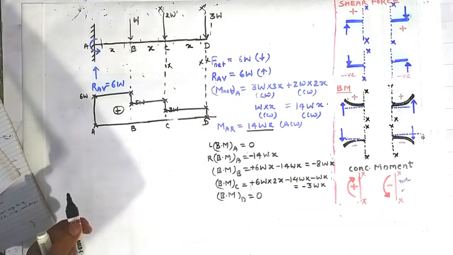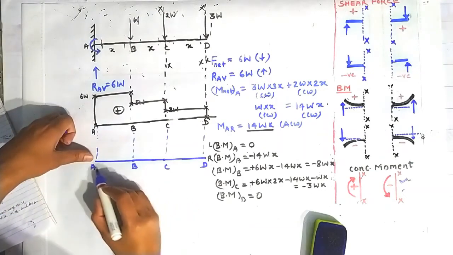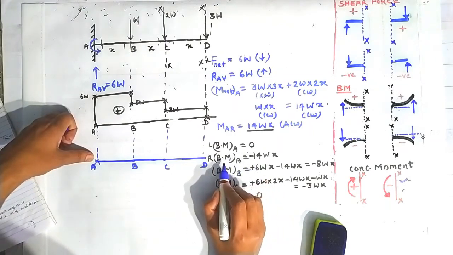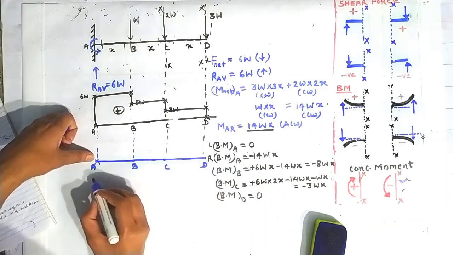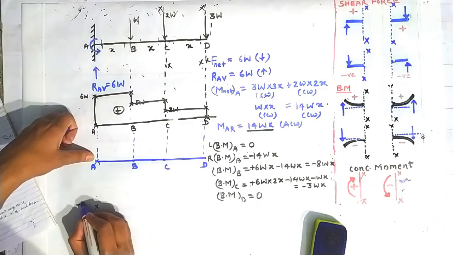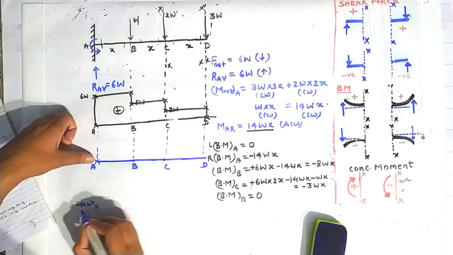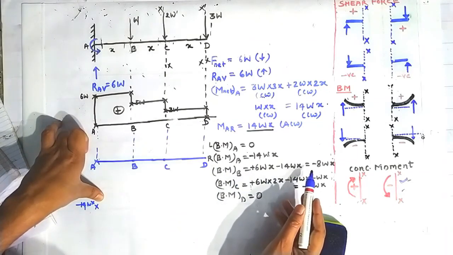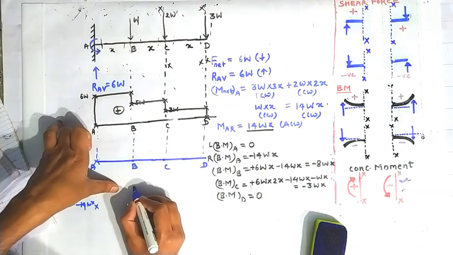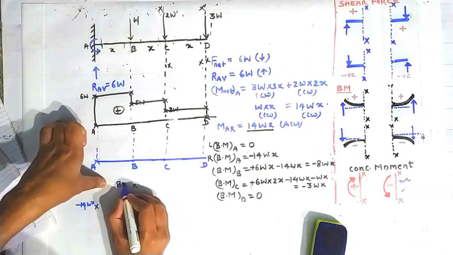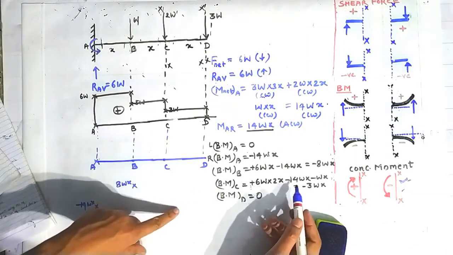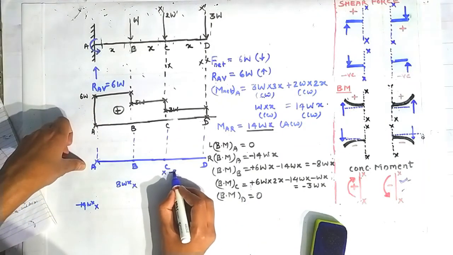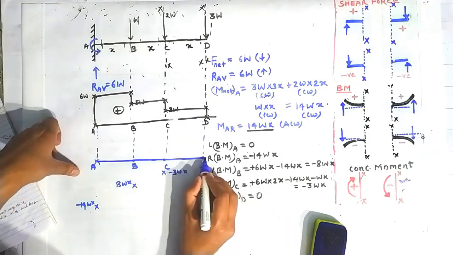Now if we draw the bending moment diagram, see here, bending moment at the point A is 0, so making a cross here at this line, and bending moment on the right side of the point A is minus 14Wx, so making 14Wx here, minus 14Wx below this point A. Now bending moment at the point B is minus 8Wx, so 8Wx will lie somewhere here, and bending moment at the point C is minus 3Wx, it will lie somewhere here, minus 3Wx, and bending moment at the point D is 0, so making a cross here.